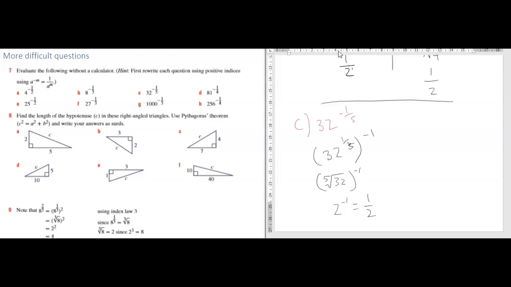So you could have done it the other way with your powers, have the -1 inside the brackets and 1/5 on the outside. Personal preference, girls.